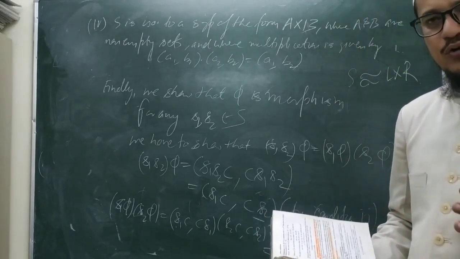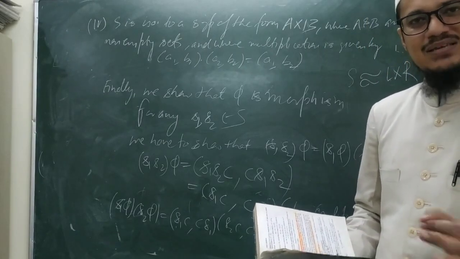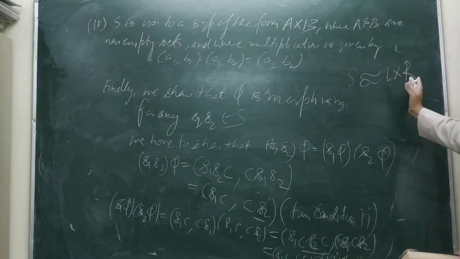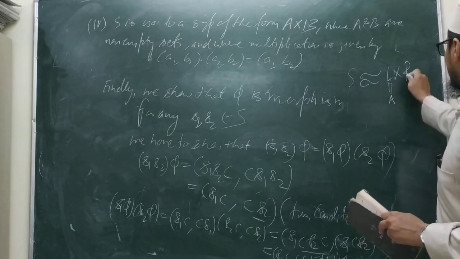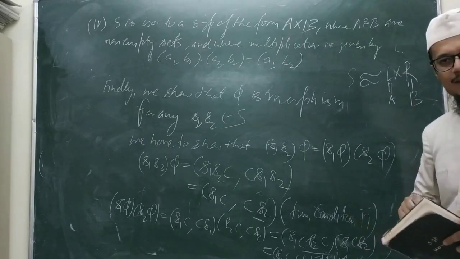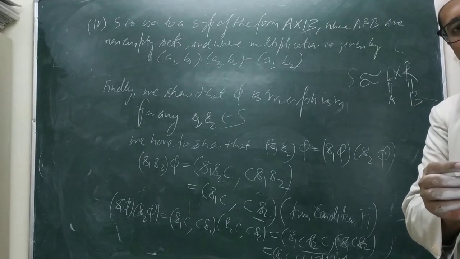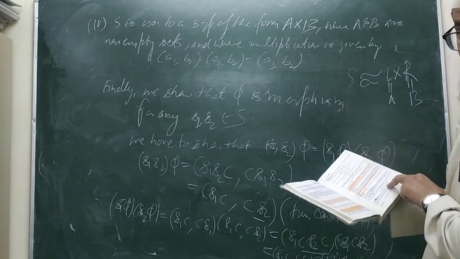So in this, what you have to do is very simple. You just take A as L and B as R. Already you have proved that S is isomorphic to L cross R, correct? This you have. Now take L as A and take R as B. Now you have to verify the multiplication, that the multiplication given should be like this or not. You have to verify this.